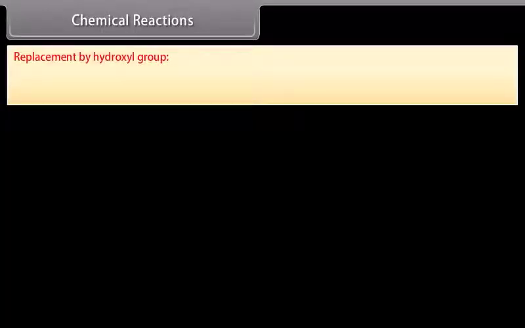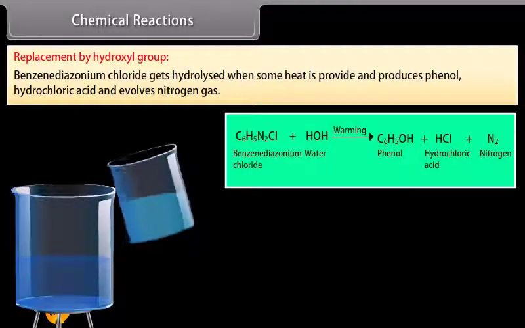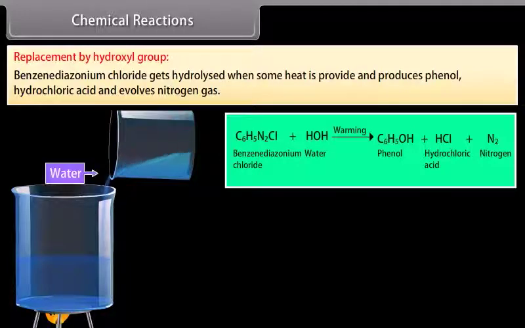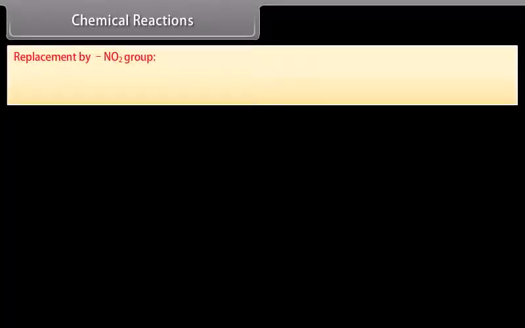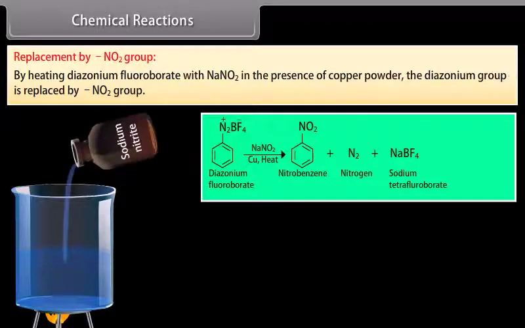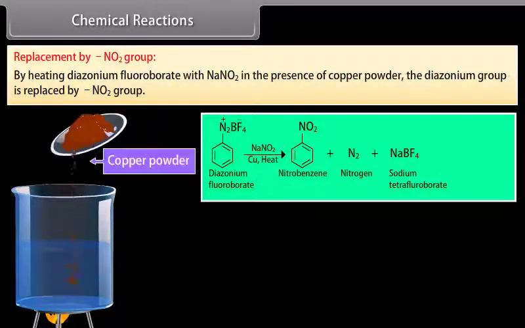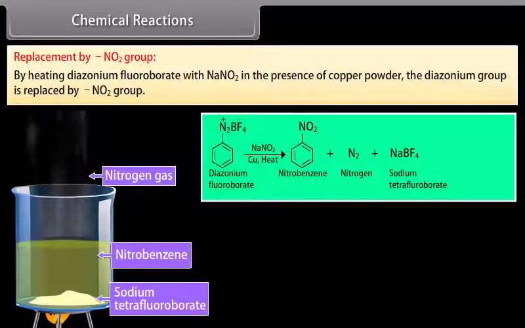Replacement by hydroxyl group. Benzene diazonium chloride gets hydrolyzed when some heat is provided and produces phenol, hydrochloric acid and evolves nitrogen gas. Replacement by nitro group. By heating diazonium fluoroborate with sodium nitrite in the presence of copper powder, the diazonium group is replaced by nitro group. Reactions involving retention of diazo group.